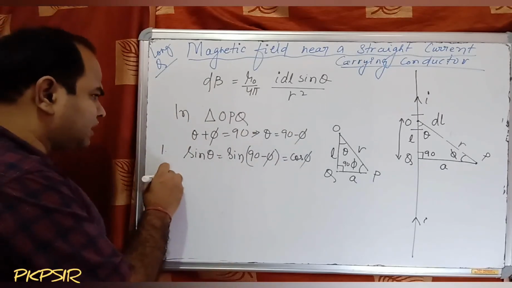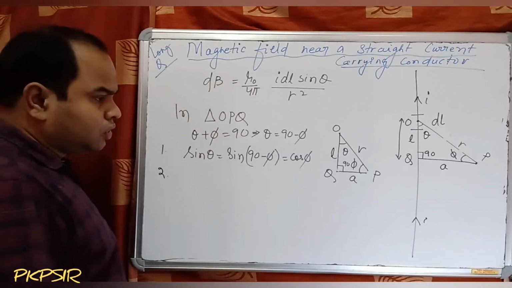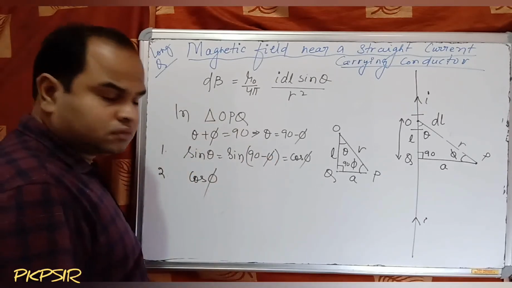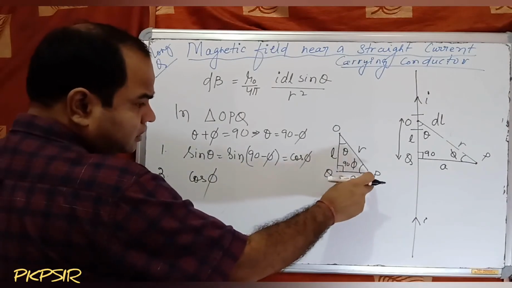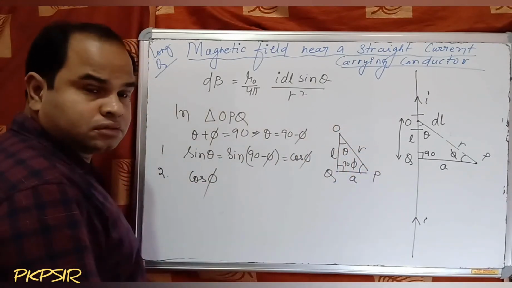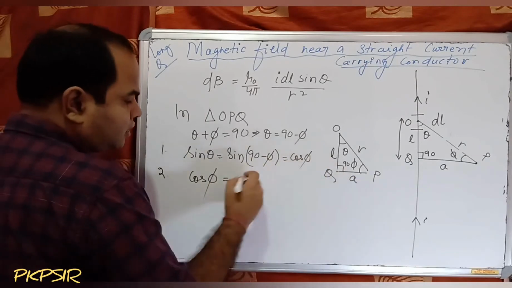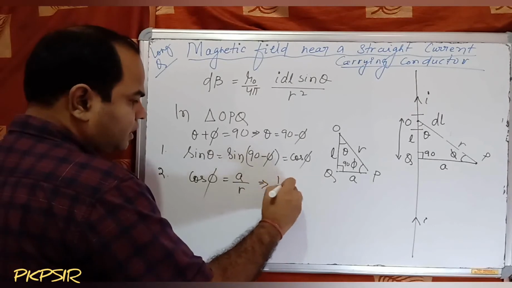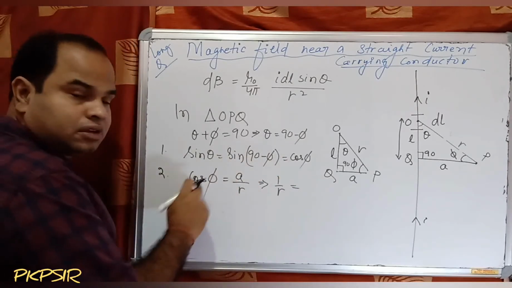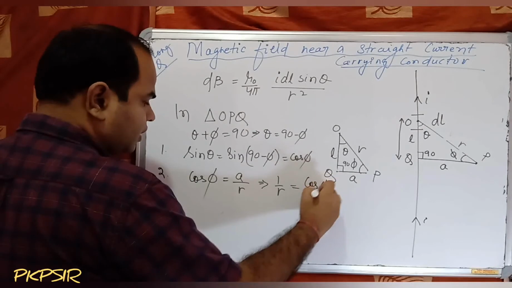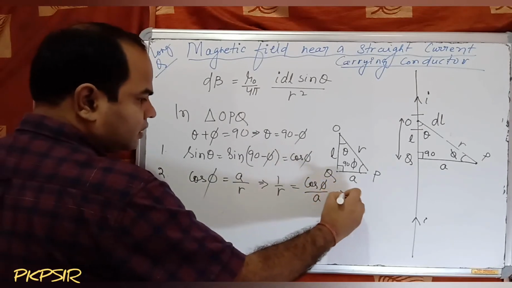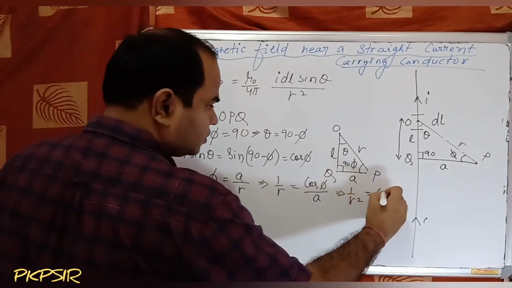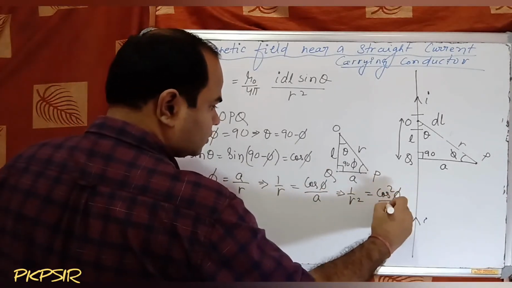So in the same triangle OPQ, cos phi is how much? Cos phi is base by hypotenuse. Base is a, hypotenuse is r. So that implies 1 by r is cos phi by a. That implies 1 by r square, if squaring both sides, becomes cos square phi by a square.